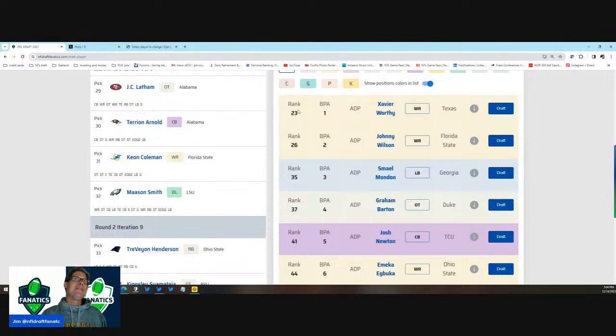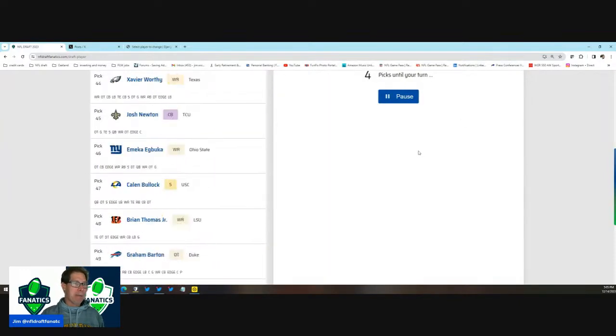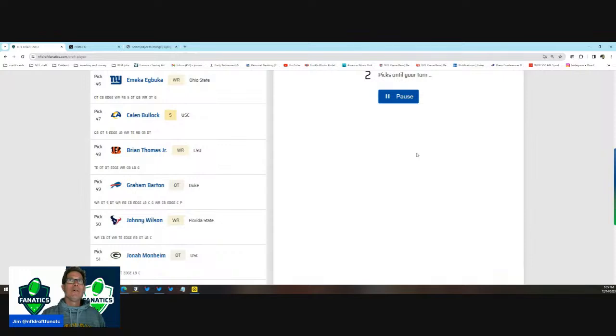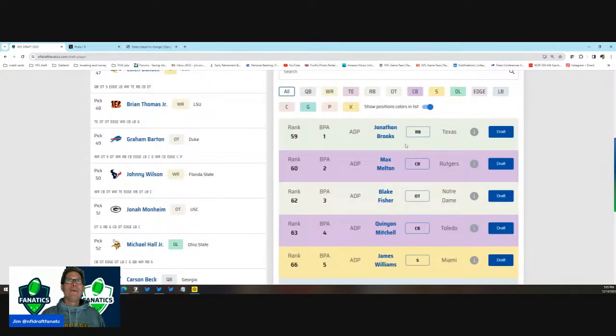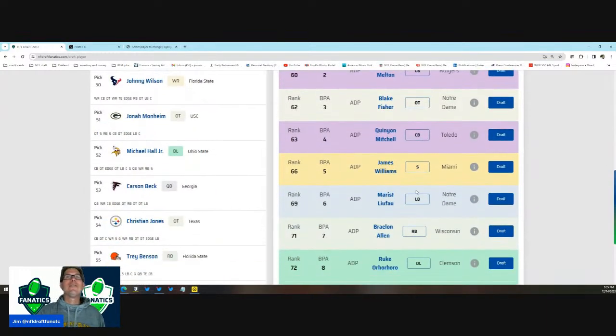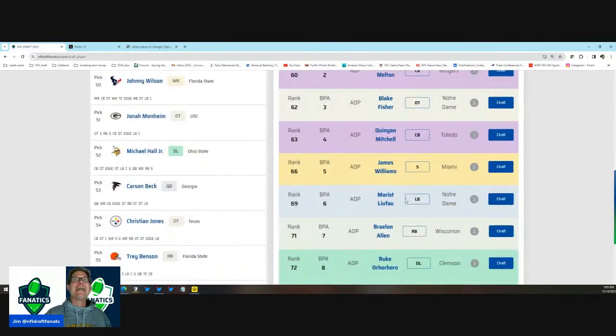So again, second round, Worthy has dropped, and so is Wilson. So to me, that's a good pick, taking one of those wide receivers that dropped in round 2. Running back sitting at the top of the draft card right now. Would they take a linebacker over Brooks? I believe this player for the Eagles would be rated higher.